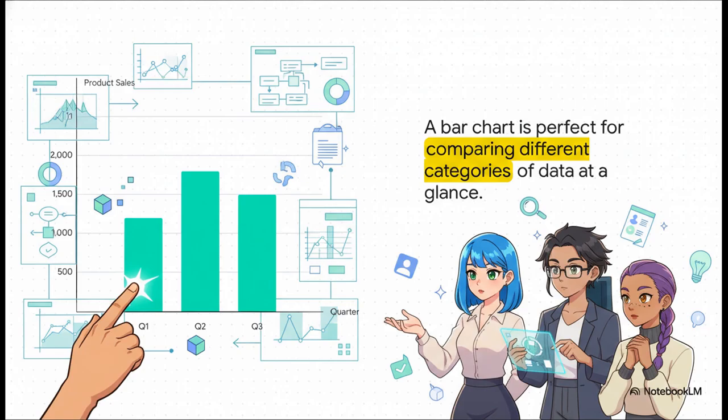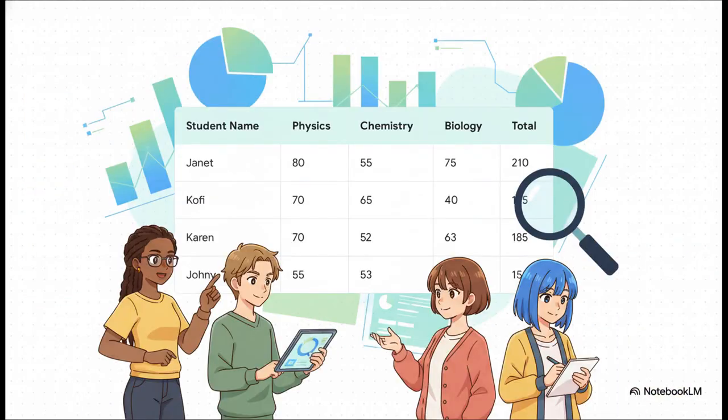Take a bar chart, for example. It's perfect for comparing different categories. You can instantly see here that Q2 was the star performer, right? That's a conclusion that might take a whole paragraph to explain with text, but this chart delivers it in a split second. Now, tables serve a totally different purpose. While a chart shows you the big picture trend, a table gives you the precise facts. So when your reader needs to know the exact numbers, like the individual scores for Janet or Kofi, a clean, simple table is the absolute best way to show it without any clutter.